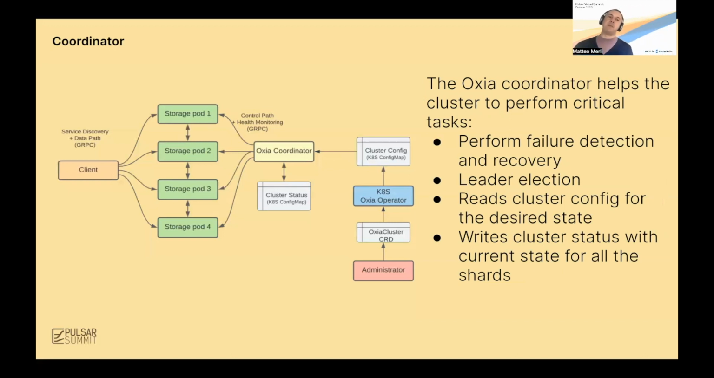So if you go from 5 pods to 10 pods, the coordinator will say, okay, this is my new desired state that I'm reading from this cluster config map, and I will apply all the necessary changes to get into the desired state. The coordinator also uses the cluster status as the checkpoint. Whenever a new leader is elected, whenever a new term or epoch is created, it will be checkpointed into this config map. So these are all very infrequent updates, only when there is failure and so on.